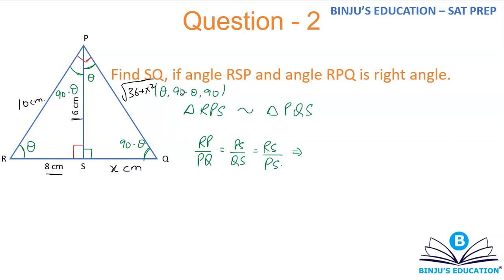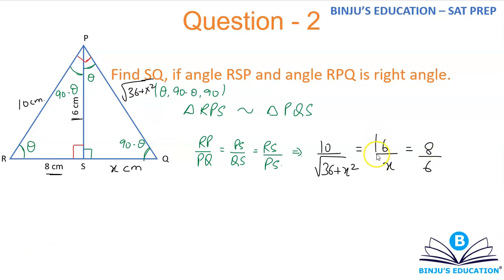Otherwise, you'll have to find out a lot of equations in order to solve them. Okay. So what is RP? RP is 10. What is PQ? PQ is 36 plus X square under root. What is PS? That is 6. What is QS? That is X. What is RS? That is 8. And what is PS? That is 6. Now equate and find out the answer.